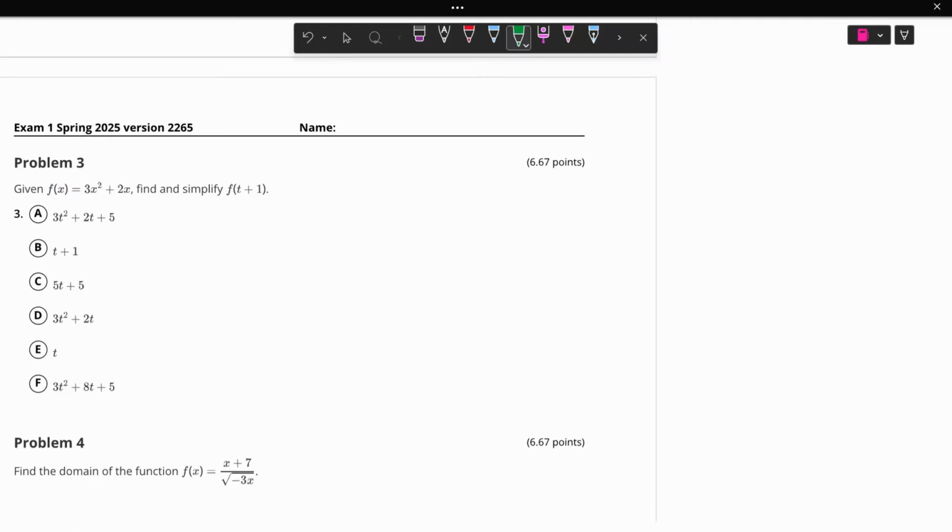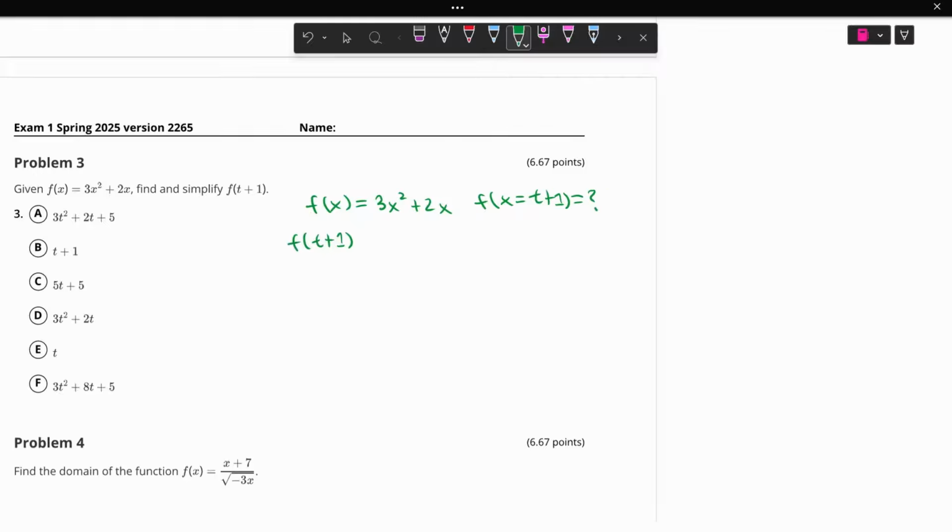So first, let me write out the original expression here. So we have f of x is going to be equal to 3x squared plus 2x. And so what's going to happen when x is equal to t plus 1? I'm writing it out like this to make it more obvious. And so then when you do that, you should end up with f of t plus 1.